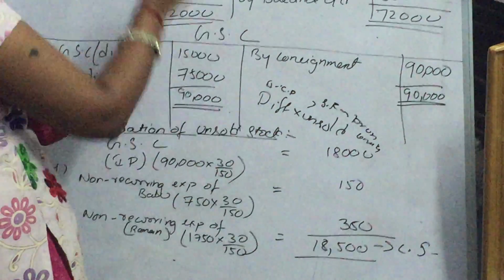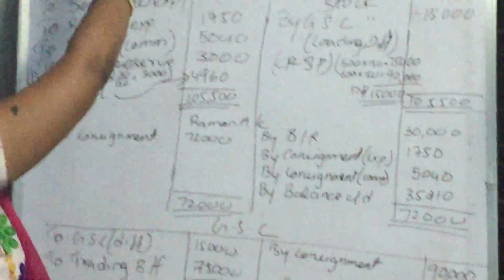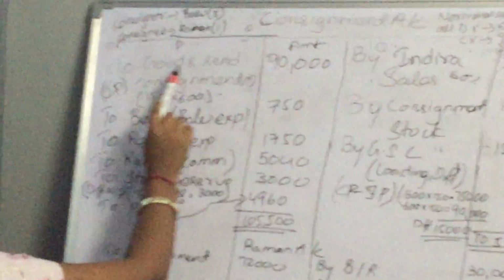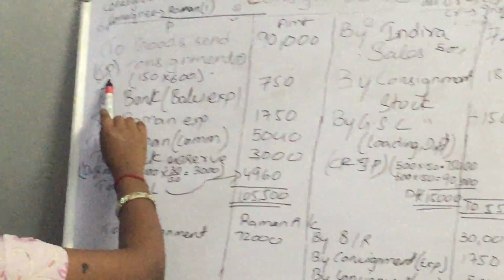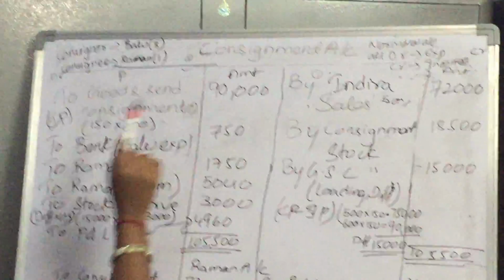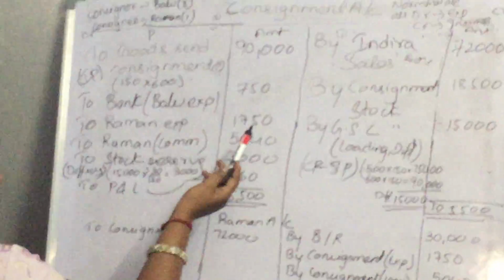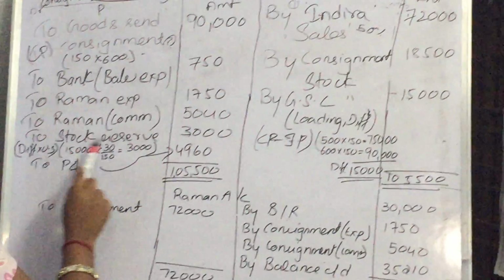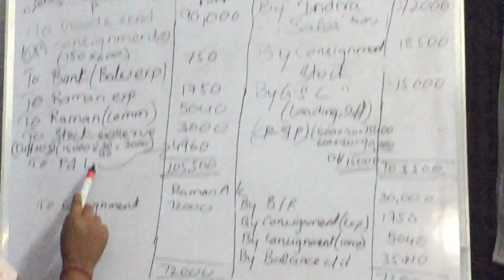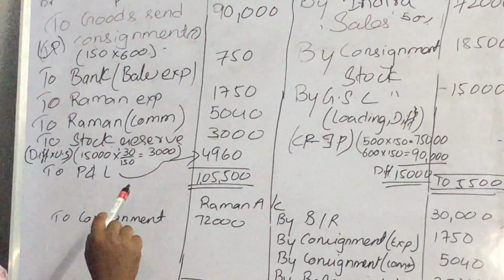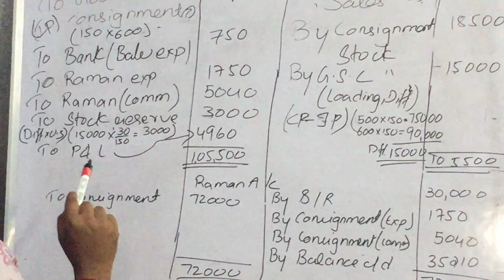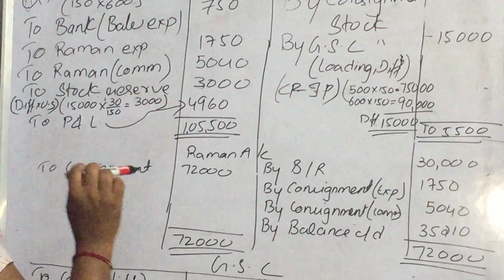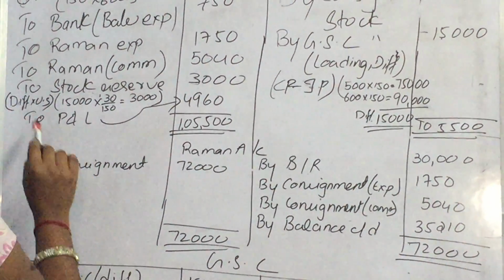Okay, so here, in the ledger accounts in the books of Balu, there are 3 accounts. First one is consignment account. To goods sent on consignment is how much? IP is 150 into 600, 90,000. Next, to bank, expenses of consignor, expenses of consignee, commission. And here, what is stock reserve? The new entry which I told, only when IP and CP are given with unsold stock, then stock reserve will come. If there is no unsold stock, then the stock reserve will not come. Clear?